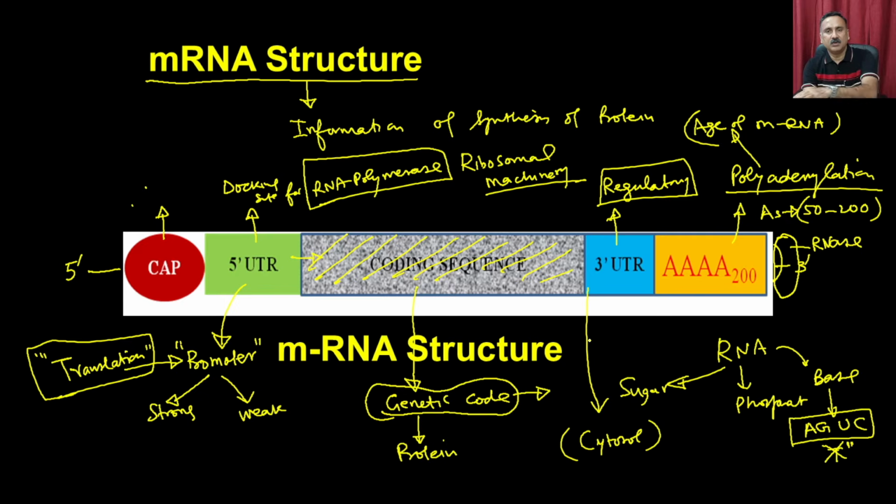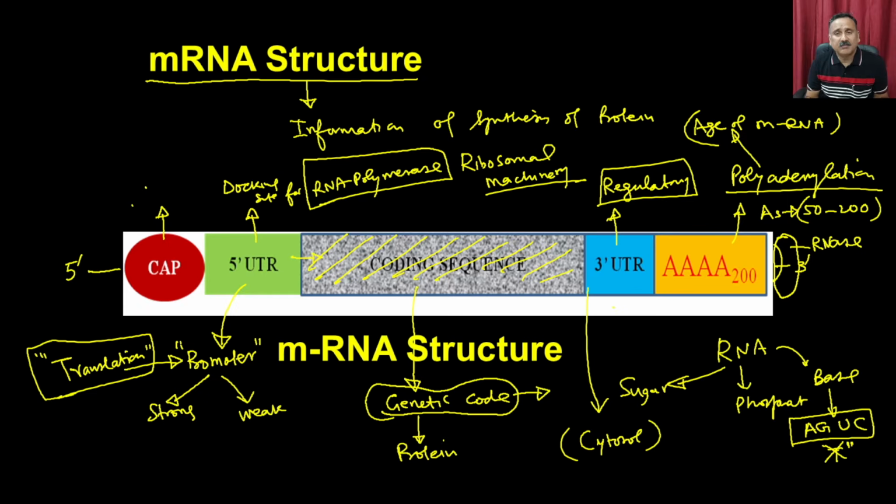Then it is going to be transported outside into the cytosol, and there it will provide a docking site for the protein synthesis machinery, which means it will allow the assembly of the ribosomal machinery, like the small subunit and the large subunit, onto the 5' UTR, and then it is going to synthesize the proteins.